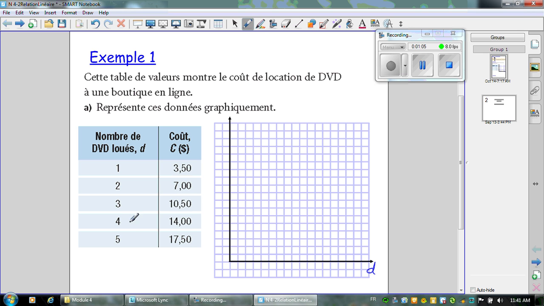So D goes 1 through 5, so we can just go 1, 2, 3, 4, 5, and we can keep going 6. So every 2 squares is worth 1 DVD. And this is the number of DVDs.